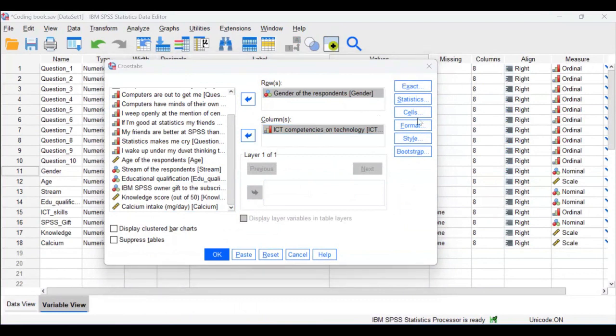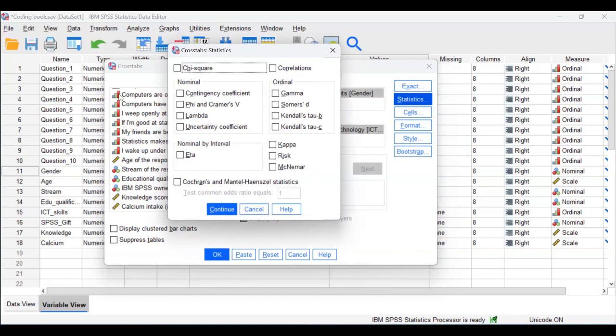Shall we go ahead next? Yes, sir. Now, coming to the statistical part, please click on Chi-square test.